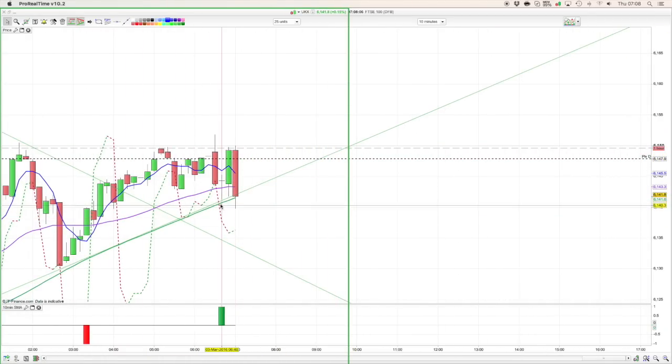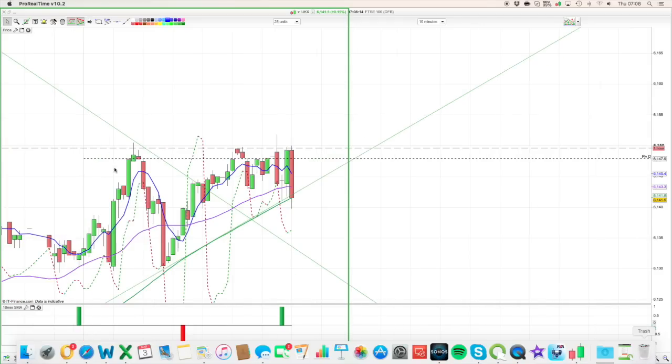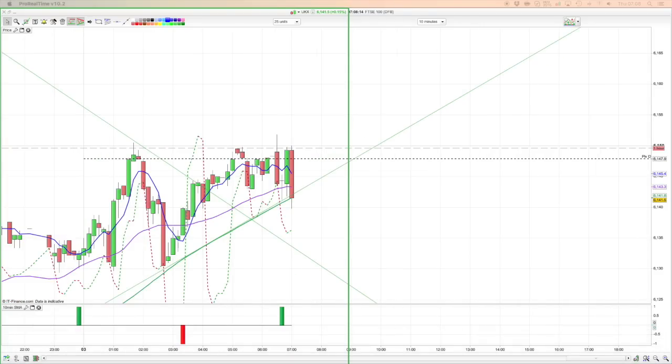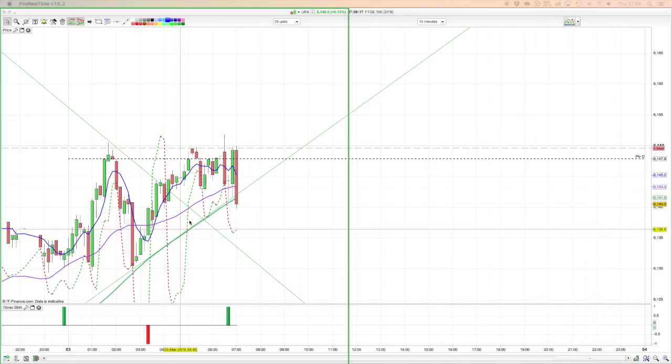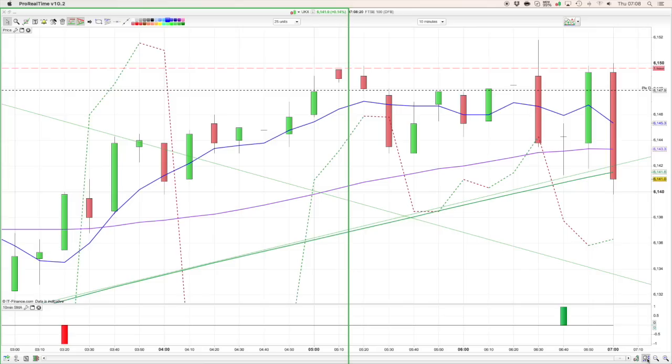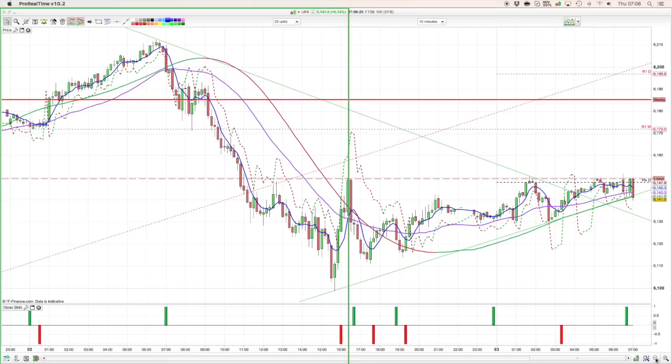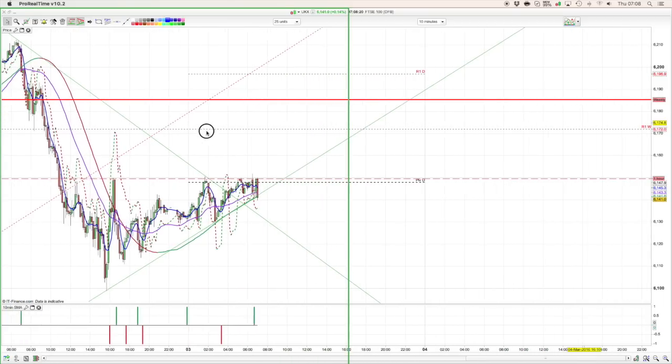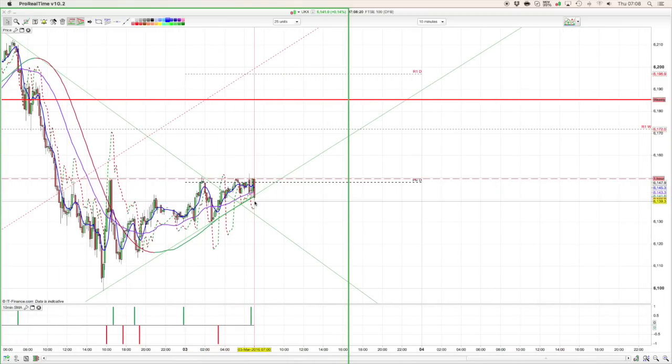What I'm looking at is initial support at around the 6140 area, so where we've got this green line coming up here. We've also got a rising 10-minute channel, so let me just zoom out a bit, as you can see here. So we're just testing the bottom of that channel.